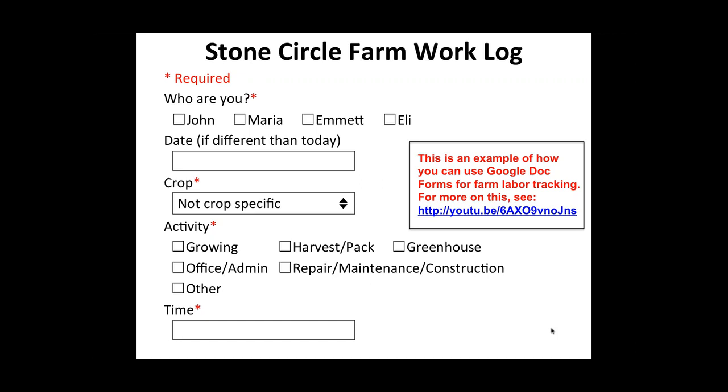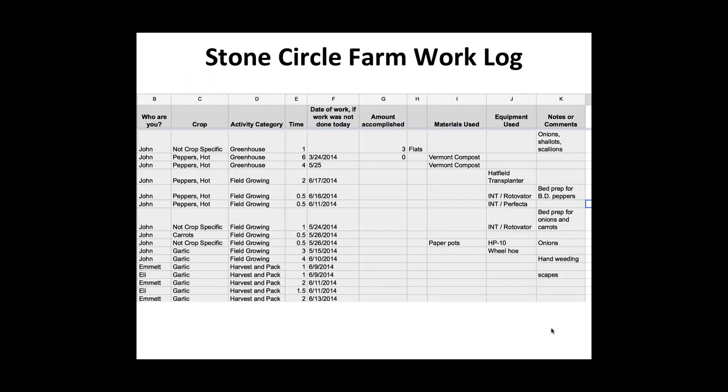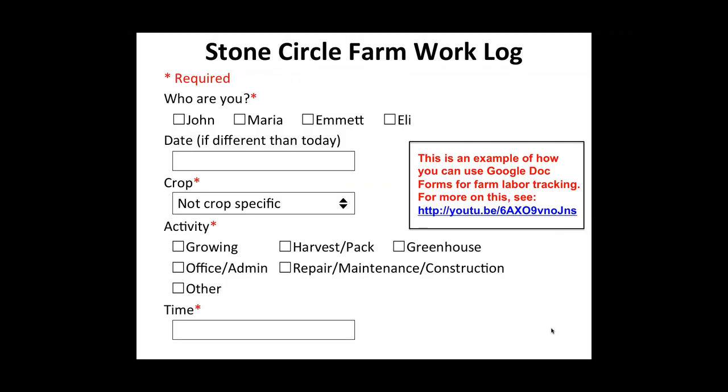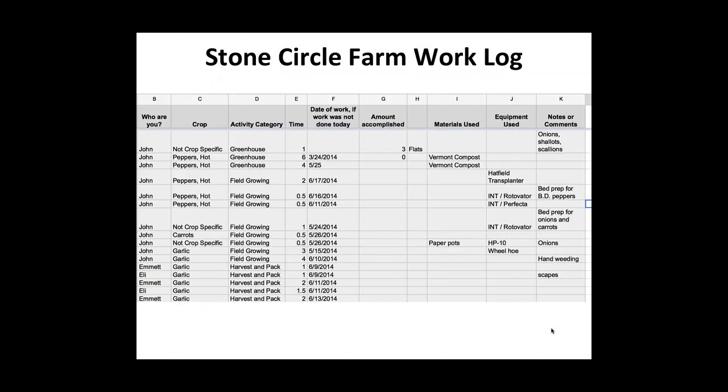Here's actually the link to the YouTube video that I just mentioned earlier on the previous slide, about how to create a Google Doc form. This is what the spreadsheet looks like. This form is linked via Google Docs to a spreadsheet, and so this is what you end up with. On the left is the answer to who filled out the form, what crop they were working on, what activity they were doing, the amount of time, et cetera, et cetera.